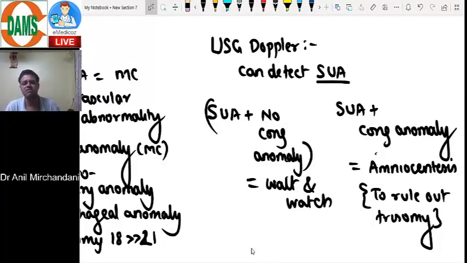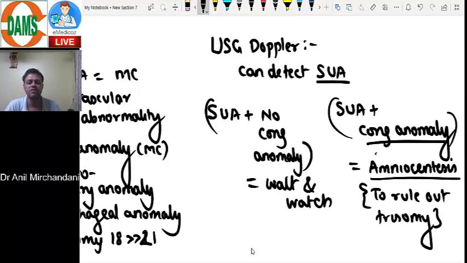Whether there is Edwards syndrome, that's trisomy 18, or Down syndrome, that's trisomy 21, will be understood. Because there is congenital anomaly, I proceeded and I did amniocentesis. Okay, got it? So single umbilical artery with congenital anomaly, do amniocentesis. Okay, so 2 clinical cases. One is without any abnormality, only single umbilical artery isolated finding, and another is single umbilical artery plus congenital anomaly.